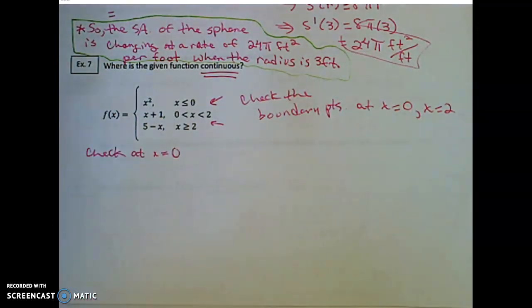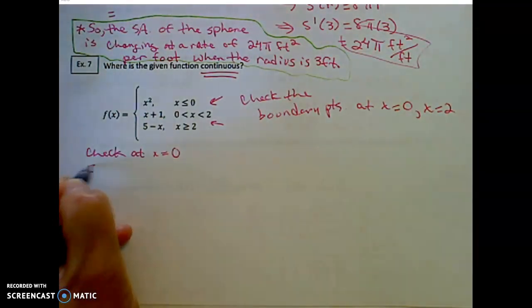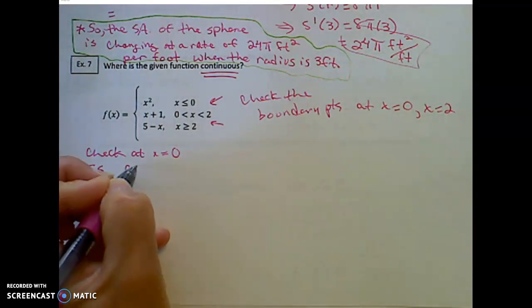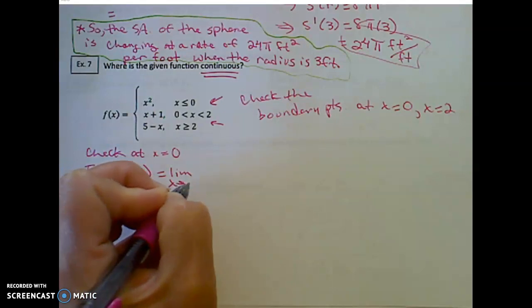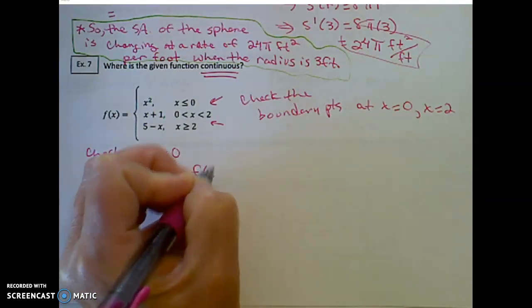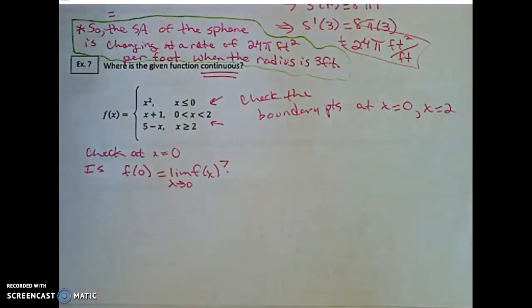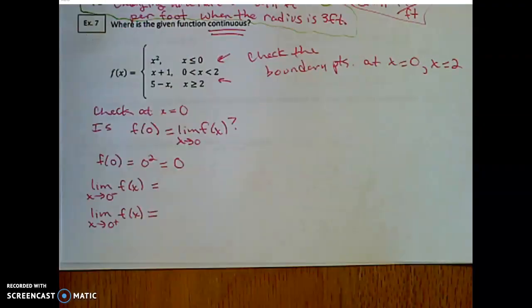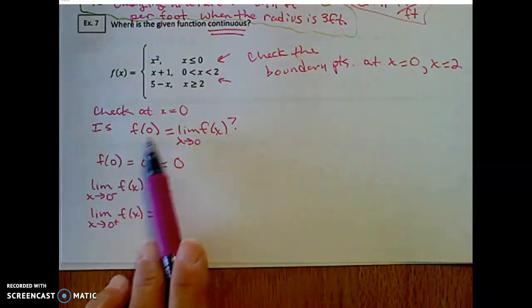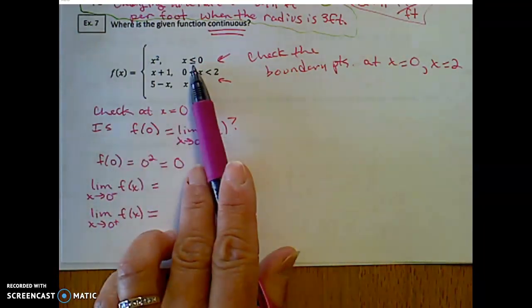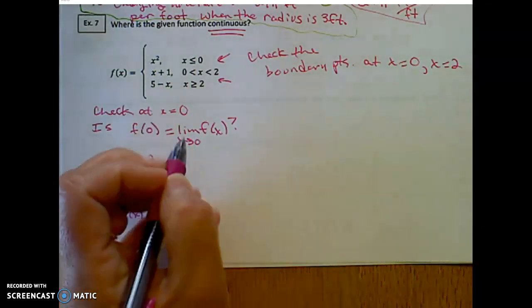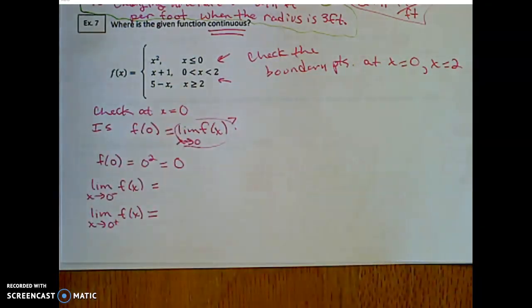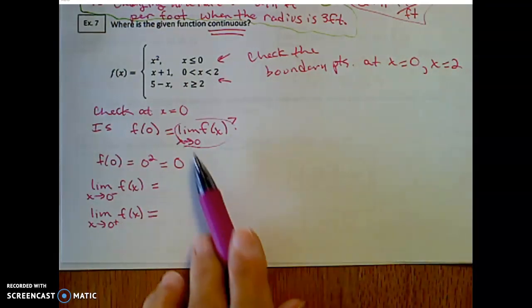How do we decide if a function is continuous? I ask myself, is f of 0 equal to the limit as x approaches 0 of that function? Pause and think about how you would check that. Do you remember checking for continuity is a three-part process? First of all, I check the function value at x equals 0, which using this first piece is 0 squared, which is 0. Then, to check this, what is the value of the limit as x approaches 0?